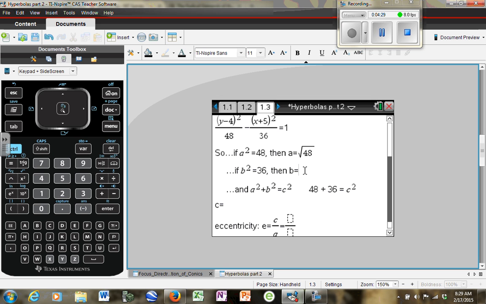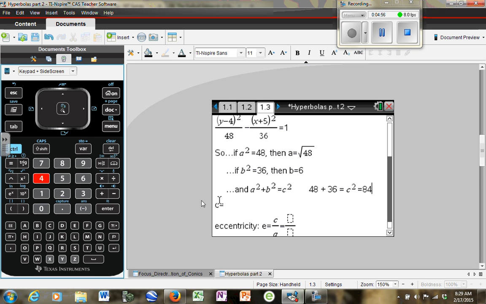b squared is 36. So what's b? Yes, b is the square root of 36, which is 6. And a squared plus b squared equals c squared. So a squared was 48, b squared was 36. That equals c squared. So what's c squared equal to? c squared is equal to 84. So what's c all by itself?